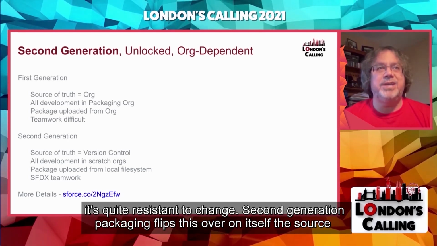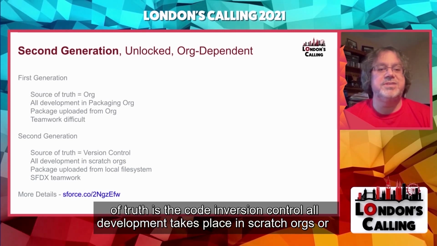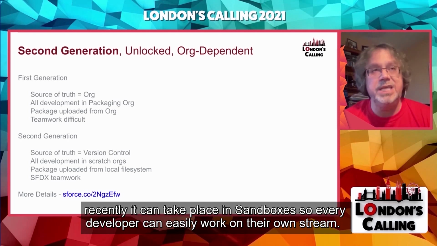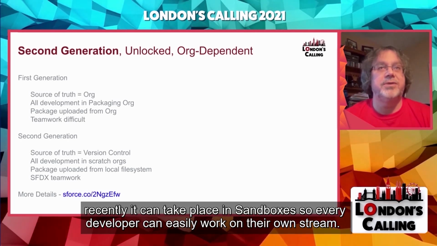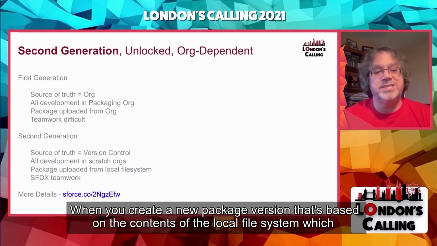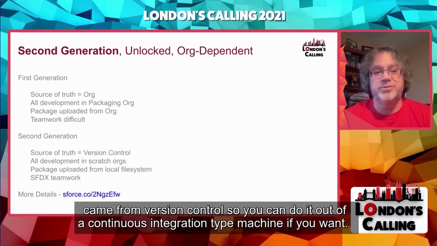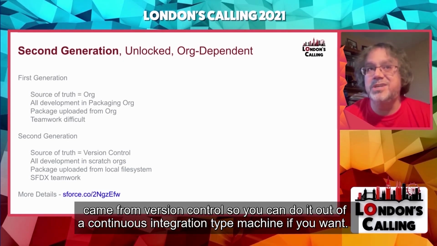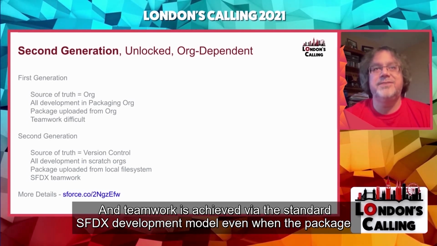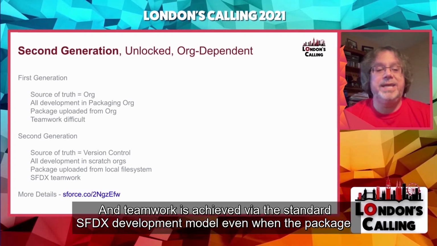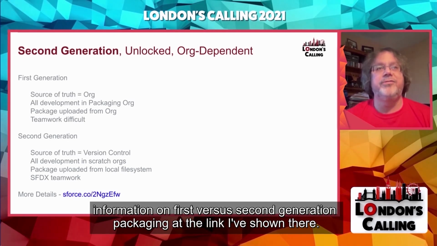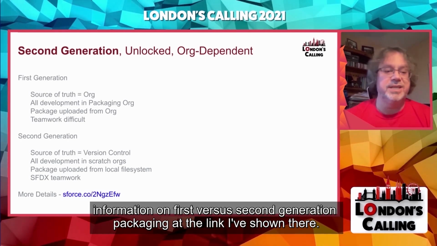Second generation packaging flips this over on itself. The source of truth is the code in version control. All development takes place in scratch orgs, or recently it can take place in sandboxes. So every developer can easily work on their own stream. When you create a new package version, that's based on the contents of the local file system, which came from version control. So you can do it out of a continuous integration type machine if you want. And teamwork is achieved via the standard SFDX development model. Even when the package is namespaced, you can still spin up multiple namespaced scratch orgs. And you can find more information on first versus second generation packaging at the link I've shown there.